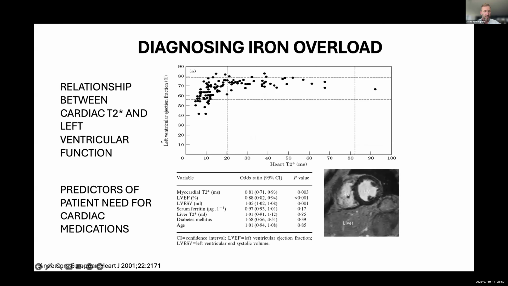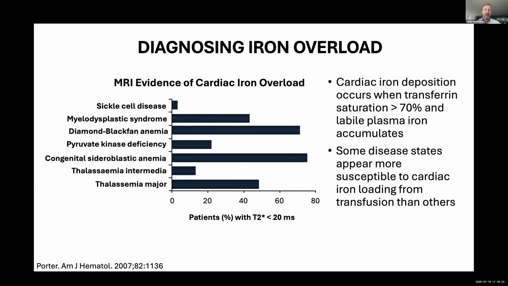And importantly, if you're looking at correlations between your left ventricular ejection function and your liver iron, you see that it's a weak correlation. Your liver iron has a weak correlation with your heart strength, whereas your T2 star measurement is a much stronger prediction. This is an important finding, and this is again a reason why we no longer just rely on the liver iron to tell us how the heart is doing. We need a cardiac iron assessment as well.